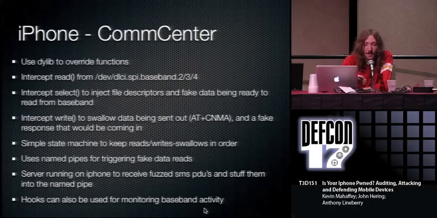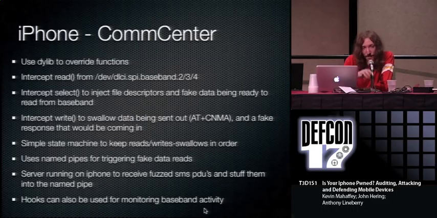So when data was coming in on that, select would unblock, and then we would look at that and say, okay, is our named pipe set? At that point, we could flip the bit and say that there's data coming in off the baseband when there really wasn't. Then we would pass that on to the comm center. Comm center would try to do a read on that baseband, and we would intercept that as well and actually read from our named pipe rather than the baseband device.